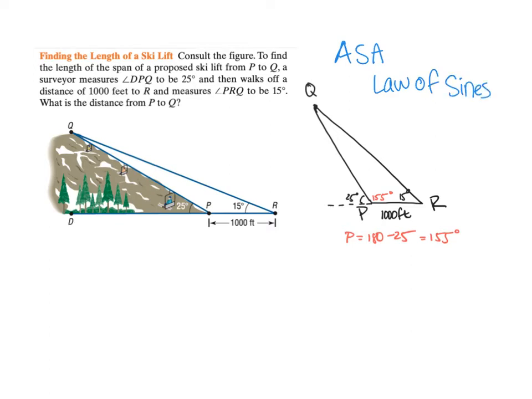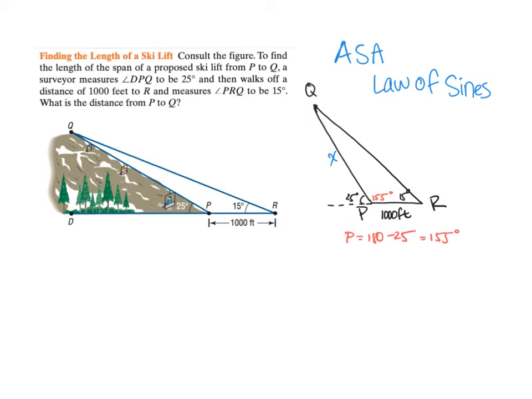So from here, I ask, what am I trying to find? The question asks me to find the distance from P to Q. I'm going to call this side X. We're trying to find that length, so I'm going to need a setup of sine of 15 over X, but then I also need another ratio. It's going to be difficult to find this side, so instead I'm going to find this angle up here and compare that with my 1,000 feet.